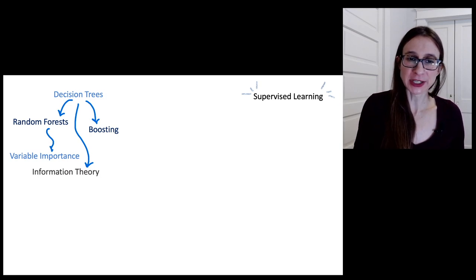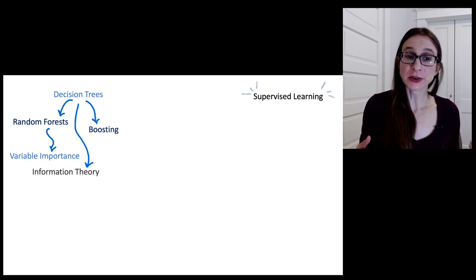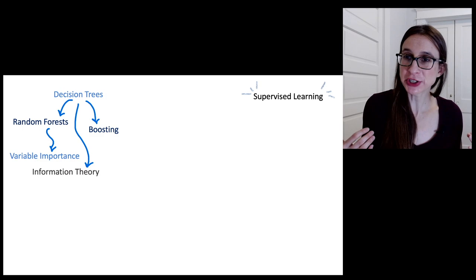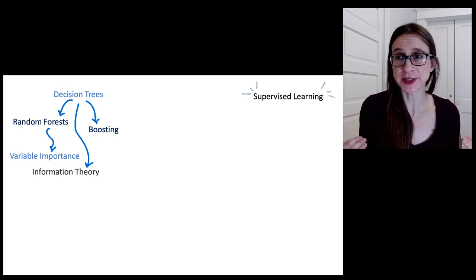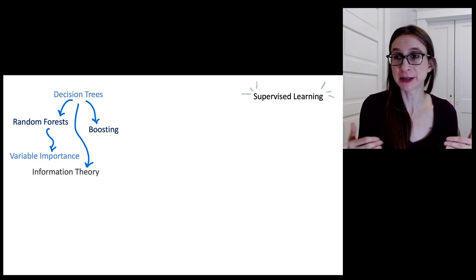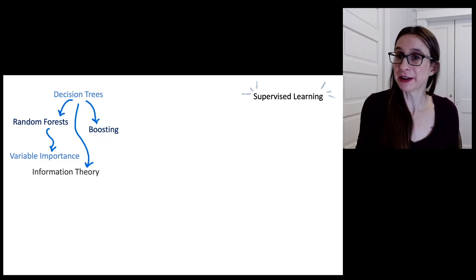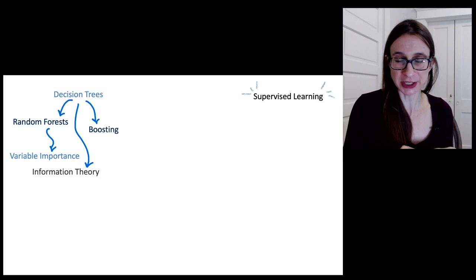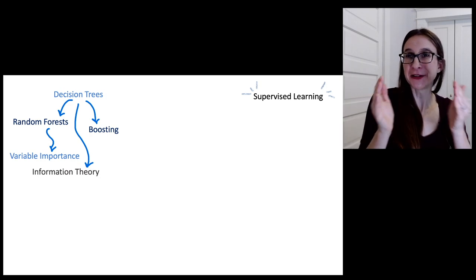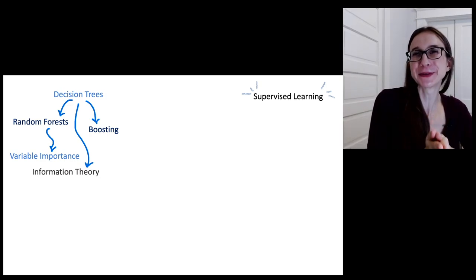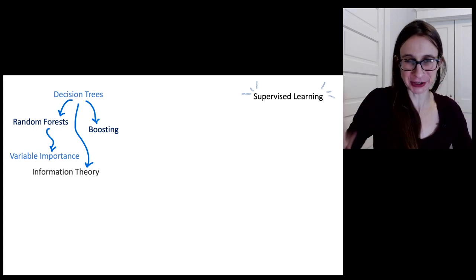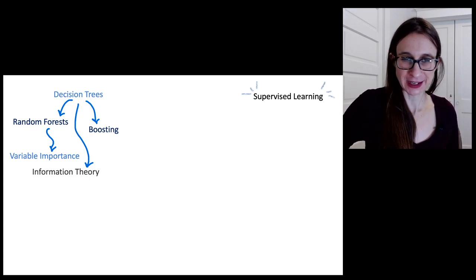Okay, and then random forests has its own variable importance measure associated with it that's actually super interesting, and the variable importance measure can be used for any machine learning algorithm and not just random forests. So we're going to talk about that. We're going to talk about the version that's specific to random forest and the version that's more general that you can use for any algorithm.